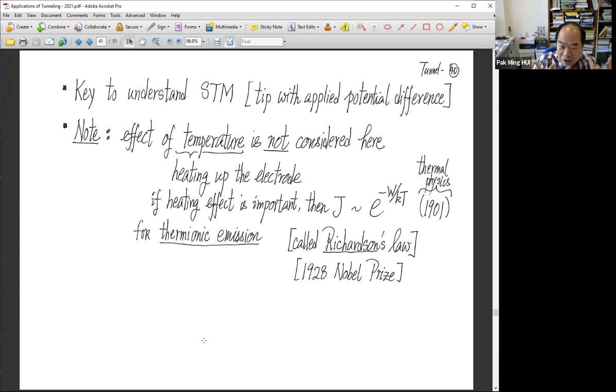tunneling in action. Okay. There's another effect called the Richardson effect that is also Nobel Prize winning, but this has to do with thermal energy, using kT to thermally excite electrons to surpass the barrier. So that is nothing to do with tunneling.